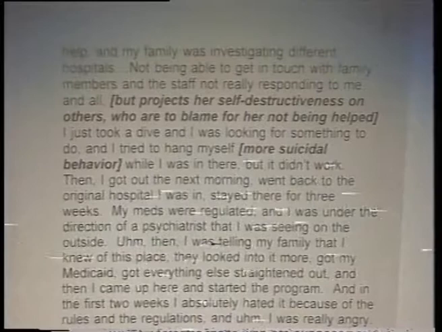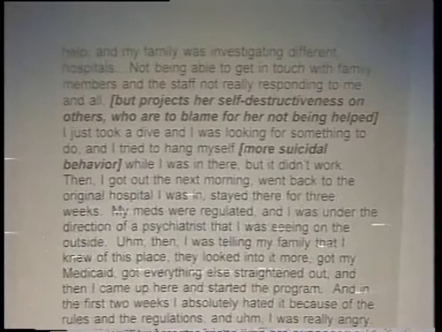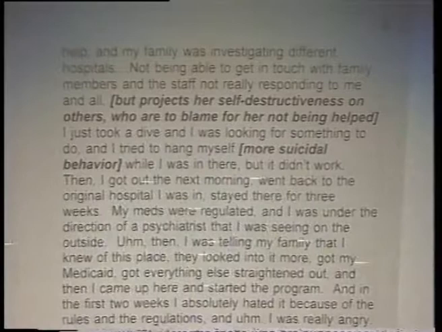Could I just stay right there? Sure. Notice that's jargon. She's been around psychiatry for a long time, so she's using a key phrase. My meds were regulated.